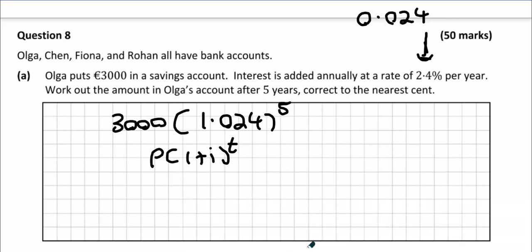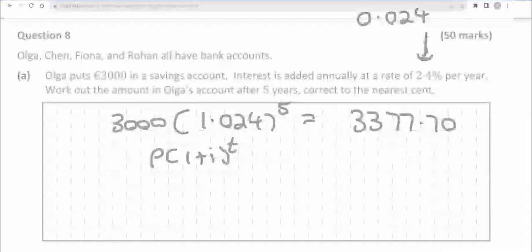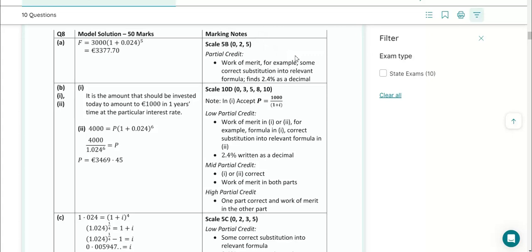Anybody care to tell me? Oh, I'll need a calculator. So, most of the lads in my class told me that this is 3377.70. Okay, and if you look at the marking scheme, we're in agreement, and that it goes for 5 marks, and that's it there, all right?